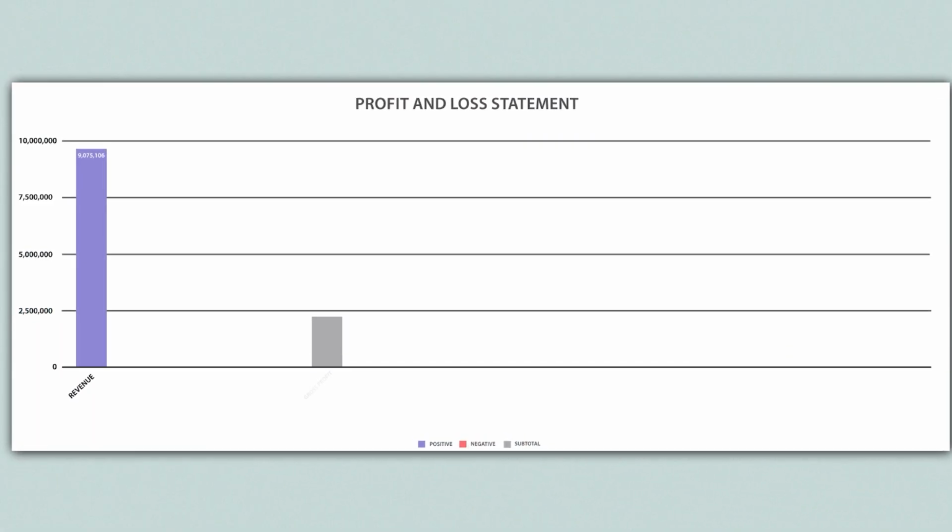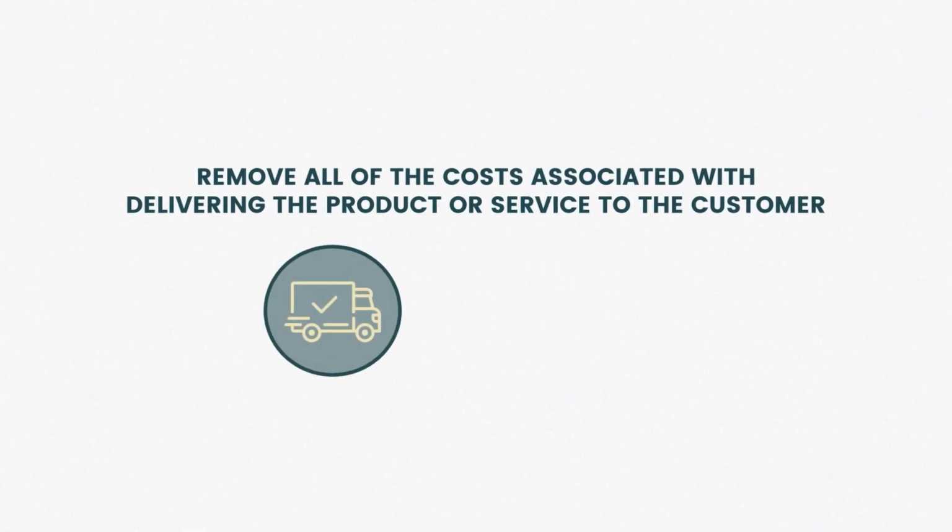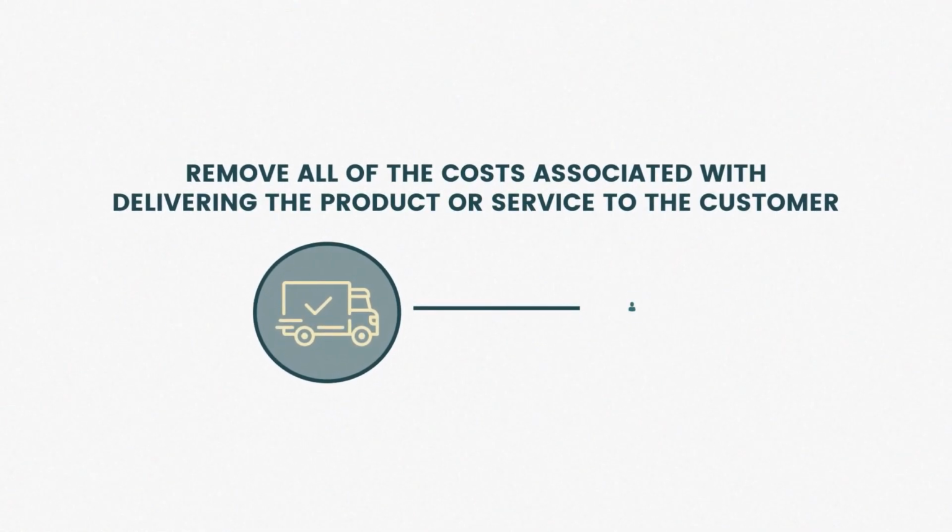However, revenue alone doesn't obviously give us the complete picture. So the next major line item on the profit and loss statement is the gross profit line. The way that we arrive at gross profit is to remove all of the costs associated with delivering the product or service to the customer.